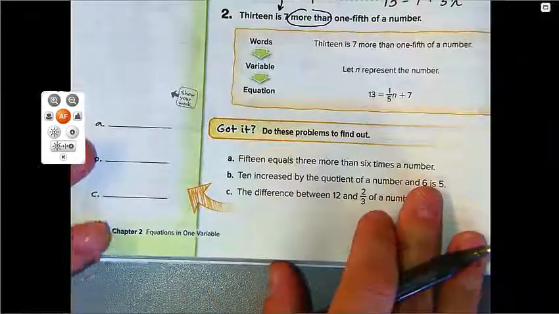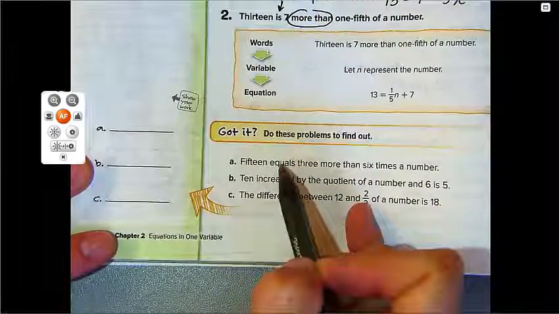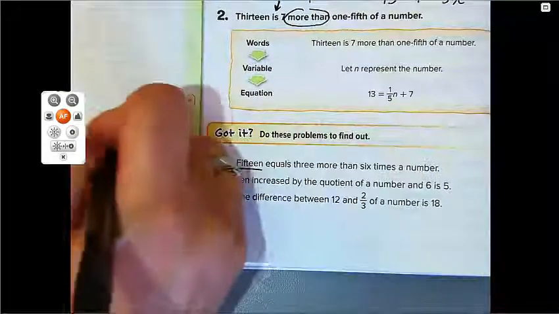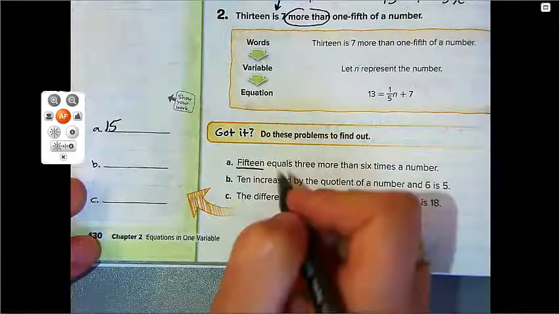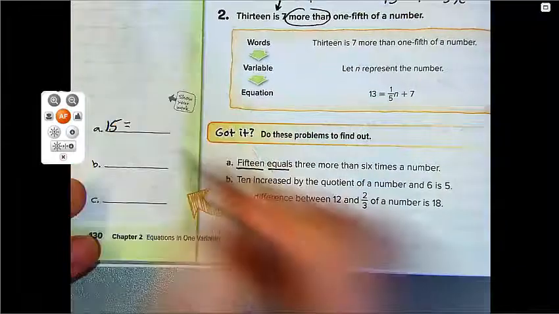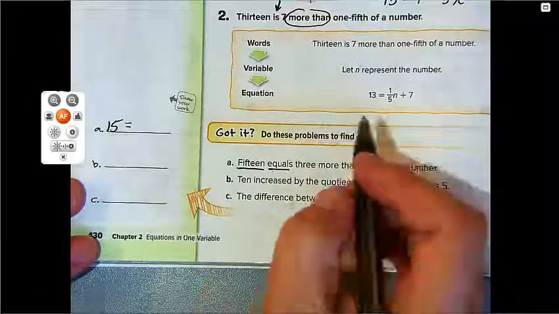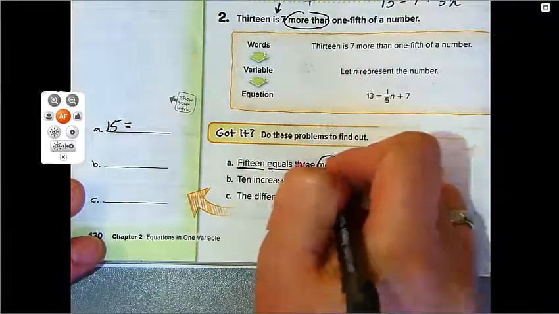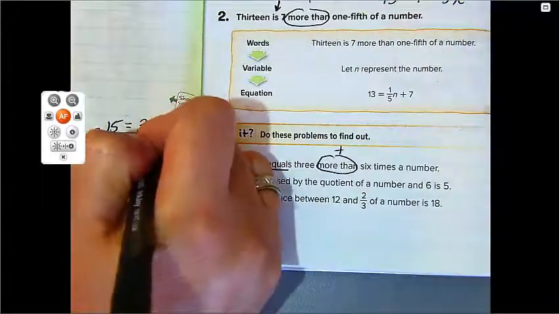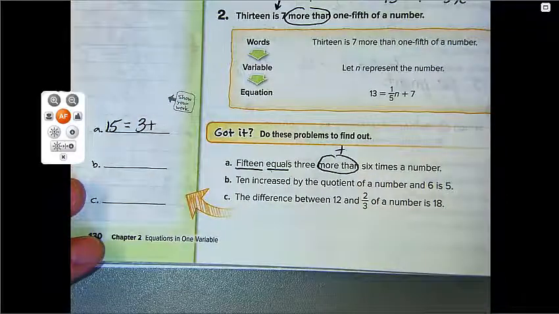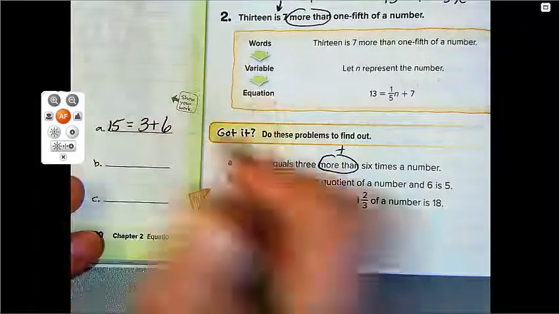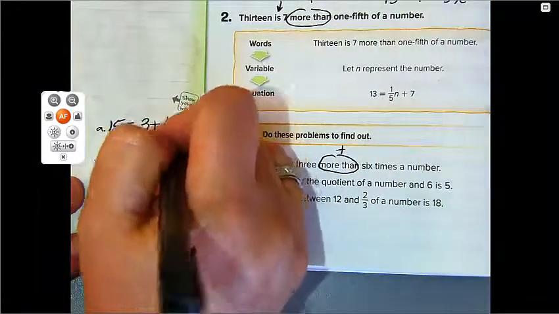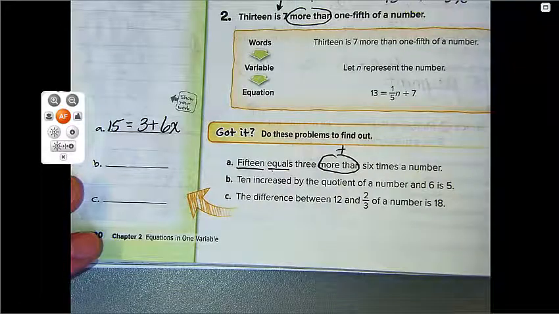All we're doing is writing the equation. It says 15 equals, well, hopefully you know that you're going to need the word 15. That tells us where to start. So 15 equals 3 more. So 3 more than means to add. So 3 more than 6 times a number. Well, I don't know what the number is, but I know it's going to be 6 times more than that. So 6 times a number. That's how I would write that problem.